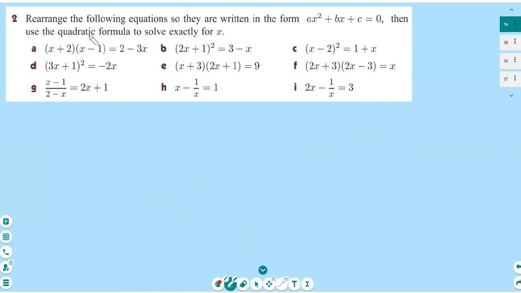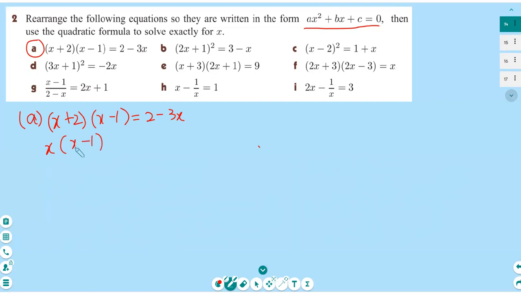Question number 2. Rearrange the following equations so that they are written in the general form of the quadratic equation, ax square plus bx plus c equals 0. And then use the quadratic formula to solve exactly for x. So I'm going to solve part A first. In part A, I have (x plus 2) times (x minus 1) equals 2 minus 3x. So doing the expansion here, so x, this term will multiply this whole expression of x minus 1. Similarly, this plus 2 will multiply by the x minus 1 as well, right? And this 2 minus 3x as it is.